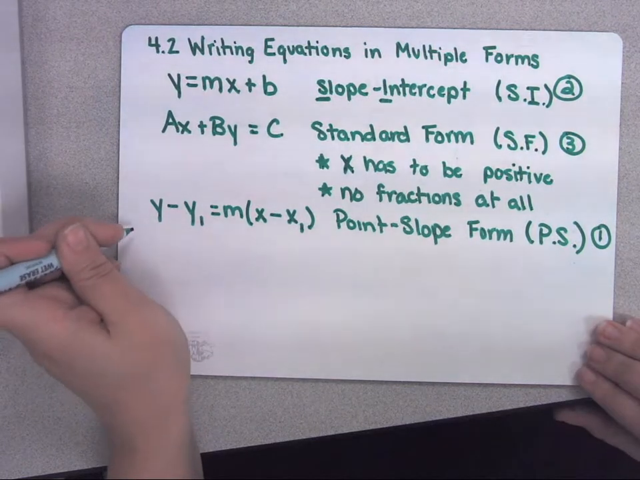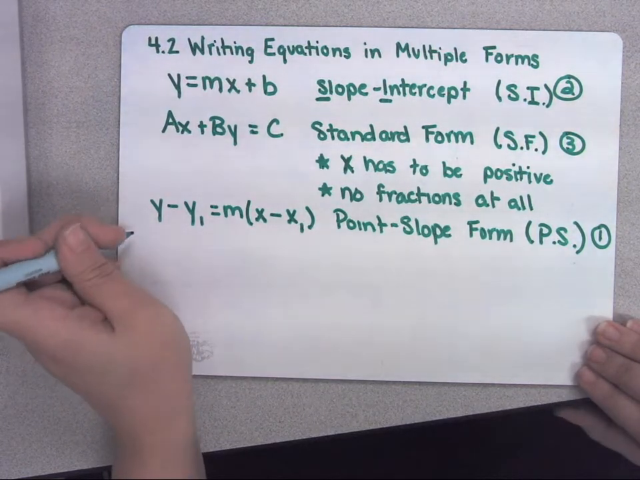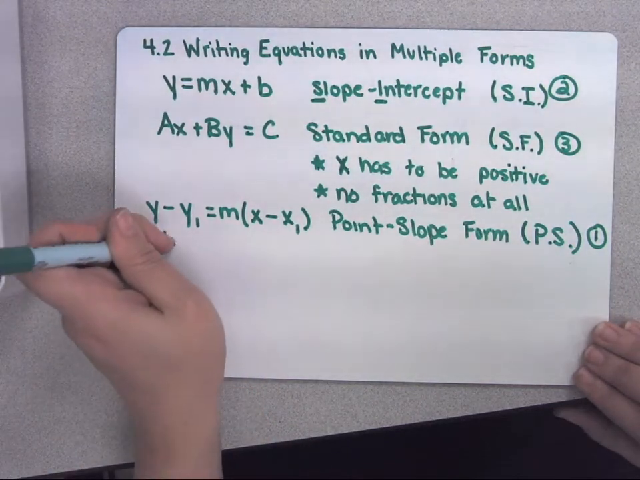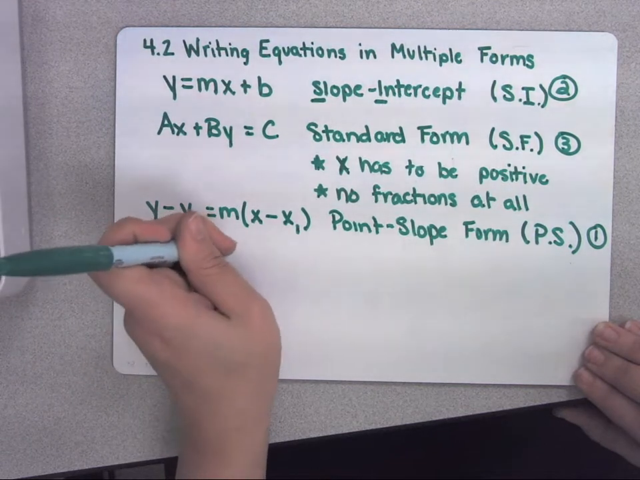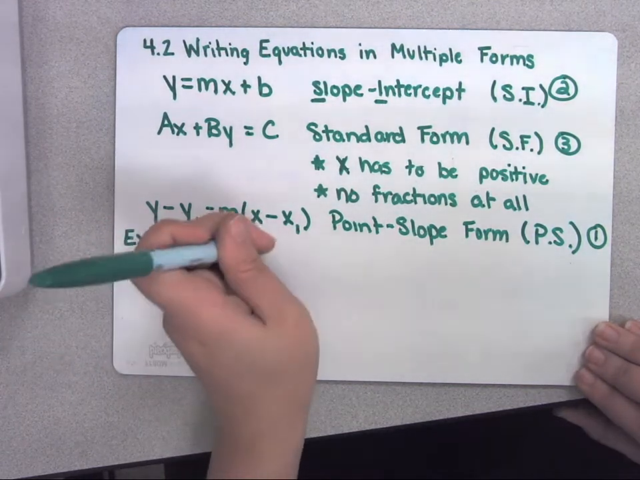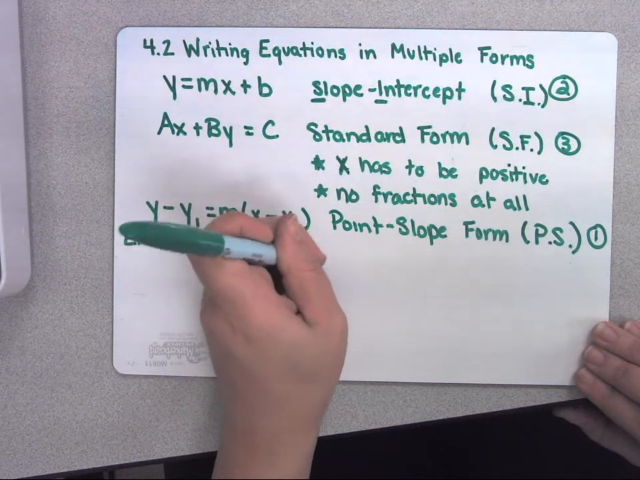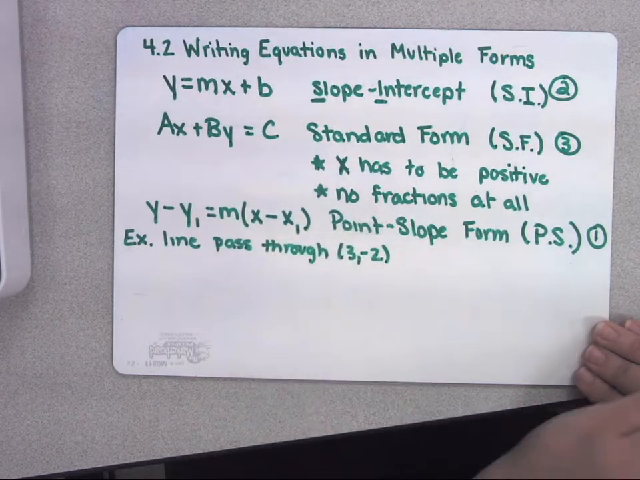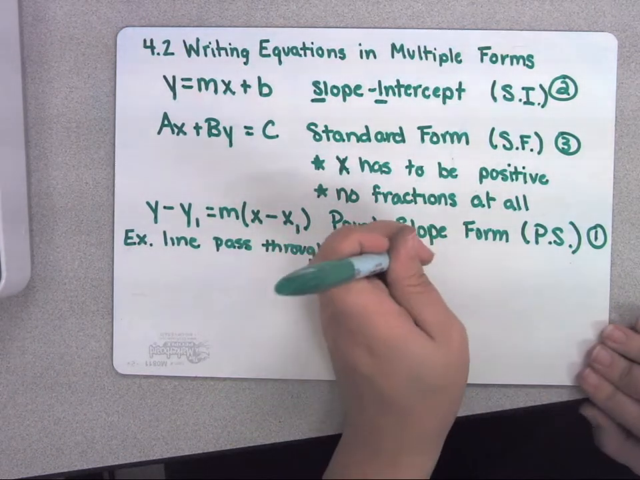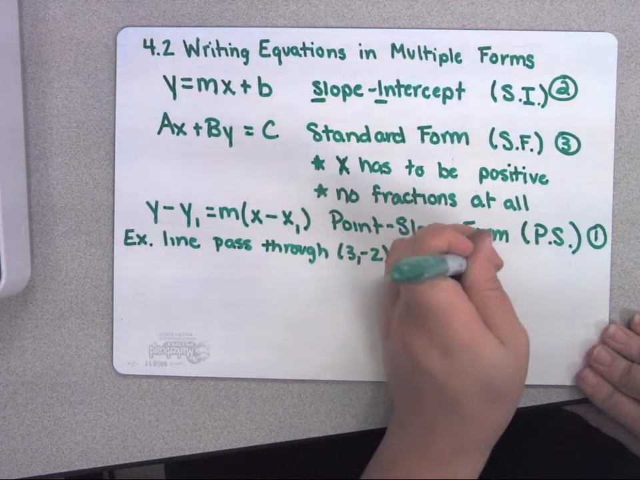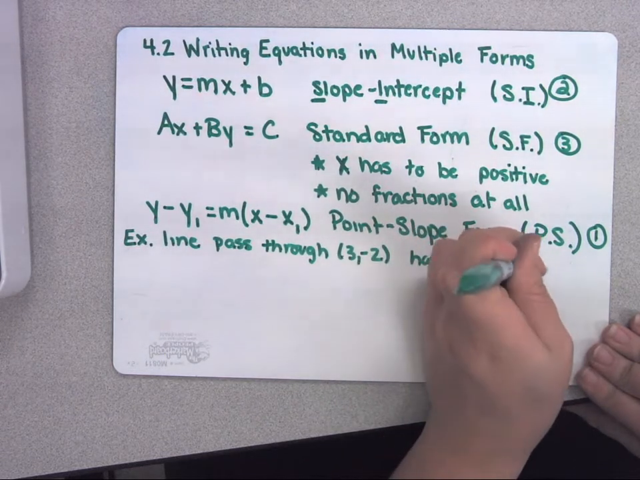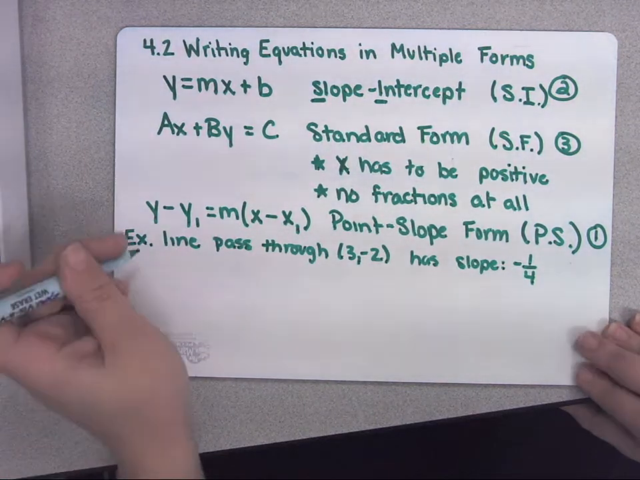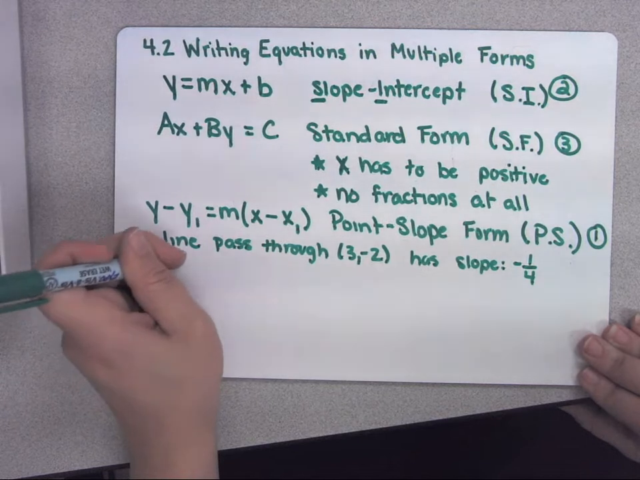Let's just start one thing at a time. Here's an example. I have a line that passes through, this is just silly information, by the way, this point, it is 3, -2. And it has a slope of -1/4. Put in point slope form, I'm going to abbreviate.